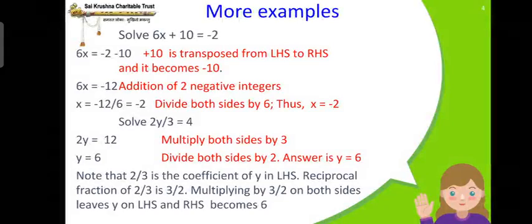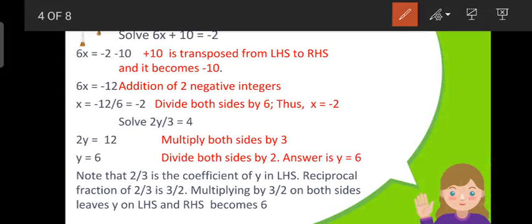So, more examples. Let's look at 6x plus 10 is equals to minus 2. Here you have to transfer plus 10. So 6x is equals to minus 2, and here it is plus 10. When you transfer it to the RHS side, it becomes minus 10. Why? Because here it is plus 10, so it is transferring its sign from plus to minus. Therefore, it is minus 10.